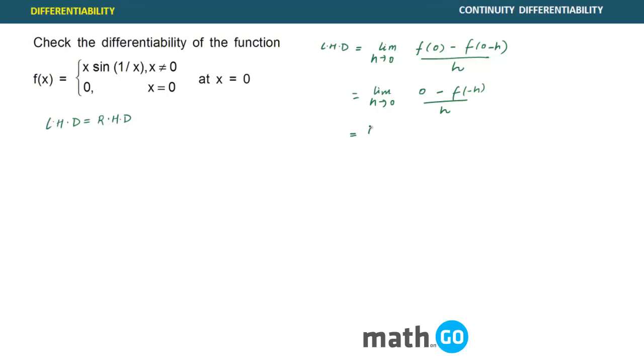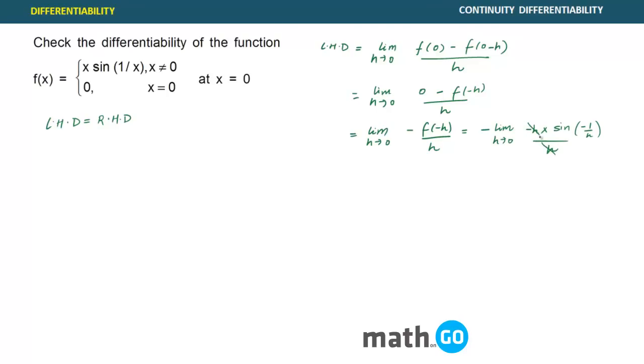So this reduces to the limit as h approaches 0 minus of f of minus h by h. Okay, now start putting the value. So I can take the minus outside and this will reduce to what? f of minus h will become what? This particular value, by replacing x by minus h here. So you will get minus h into sine of minus 1 by h, divided by h.